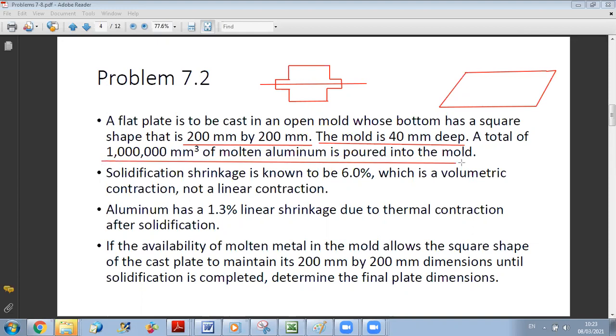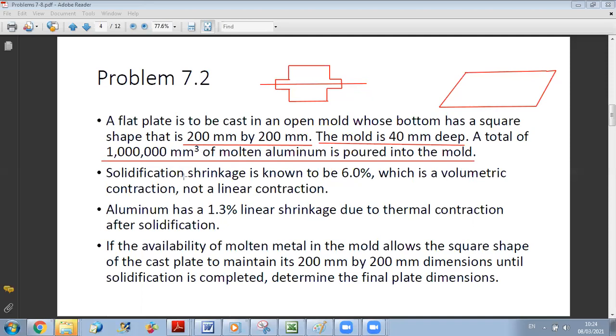This is why they gave you this information, because if you don't fill your mold to the end, then you will have a reduced thickness. You will not end up with a thickness close to 40 millimeter. You will have a lower thickness. So this is why they gave us the initial volume of molten metal.